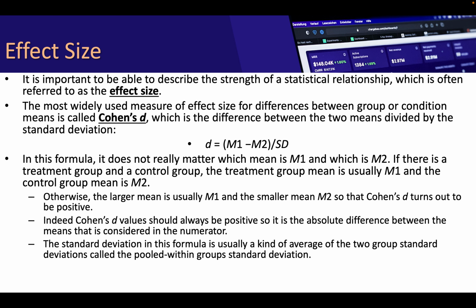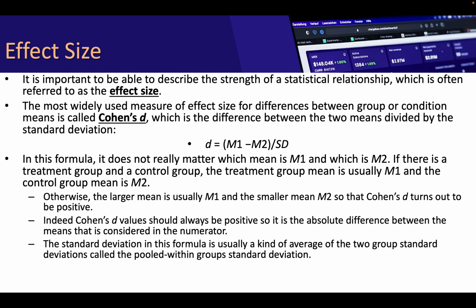Otherwise, the larger mean is usually M1 and the smaller mean M2, so that Cohen's d turns out to be positive. Indeed, Cohen's d values should always be positive, so it is the absolute difference between the means that is considered in the numerator. I mean, if we're talking about phobias and you treated somebody and their phobia became worse, that means that your treatment not only didn't work, but it made things worse. That's not good.